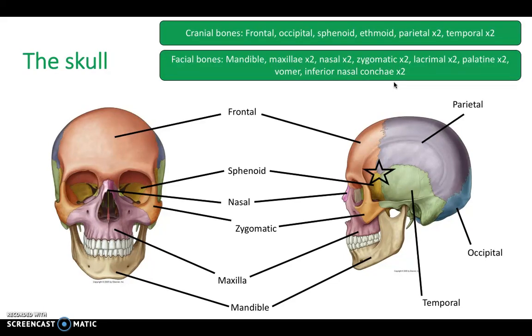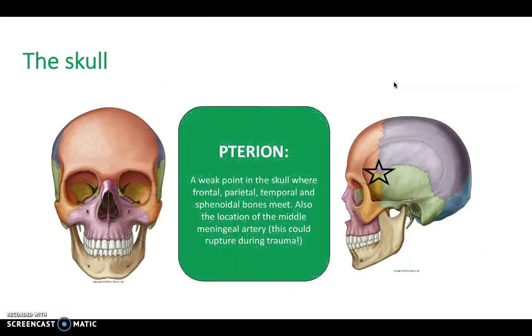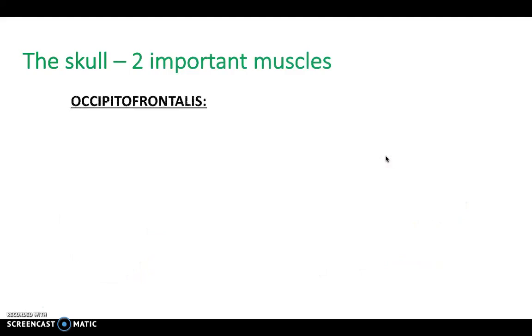This star, this is the pterion, which we discussed earlier in one of the questions at the start. And remember, it's that weak joining point of these four bones, the frontal, parietal, temporal, and sphenoidal. And it's a joining point here which is weakened, and therefore if there's trauma it could cause damage to the middle meningeal artery and a bleed inside the brain.